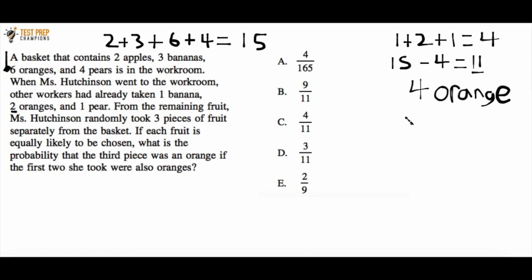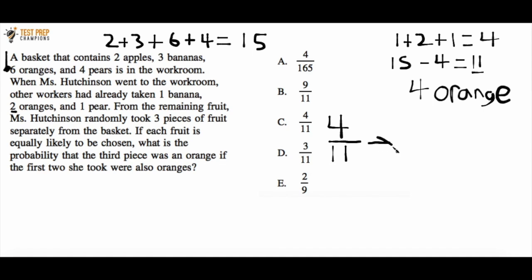So it says, from the remaining fruit, Miss Hutchinson randomly took 3 pieces. If each fruit is equally likely to be chosen, what is the probability that the third piece was an orange if the first 2 she took were also oranges? So for her first pick here, what's the probability that she will pick an orange? Well, there are 11 pieces of fruit total, and 4 of them are oranges. So on her first pick, she has a 4 out of 11 chance of picking an orange.